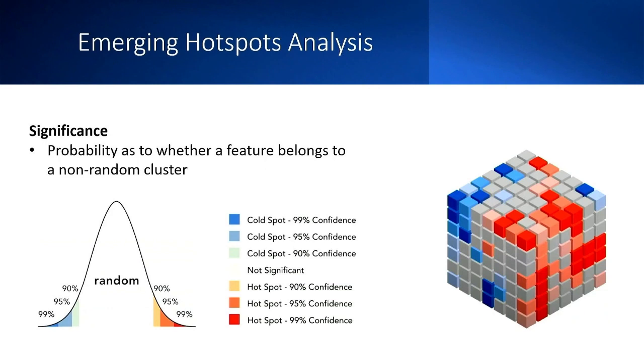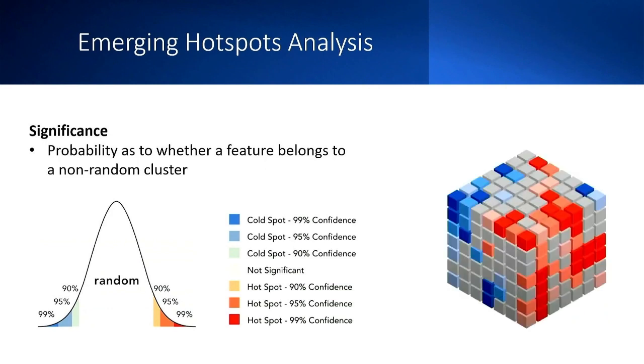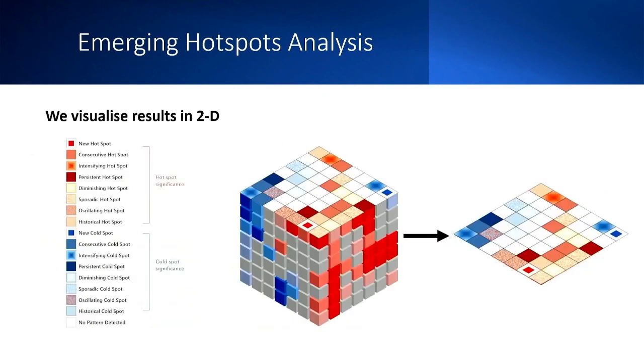Once all of the features have been analysed, you have a new space-time cube with results shown here. Again, this isn't my actual results, this is just an example. The type and intensity of clustering is then summarised in each location in a two-dimensional grid and categorised based on the location's pattern or trend over time.